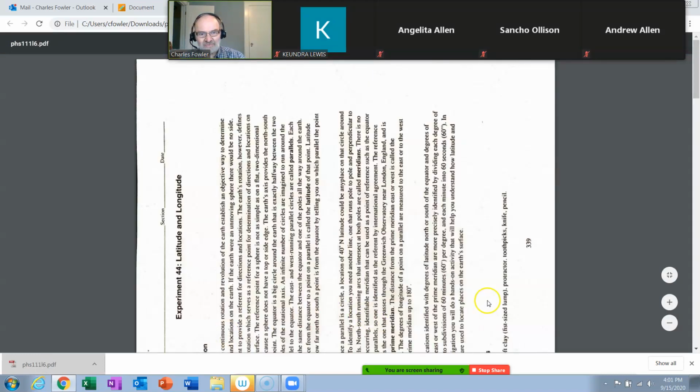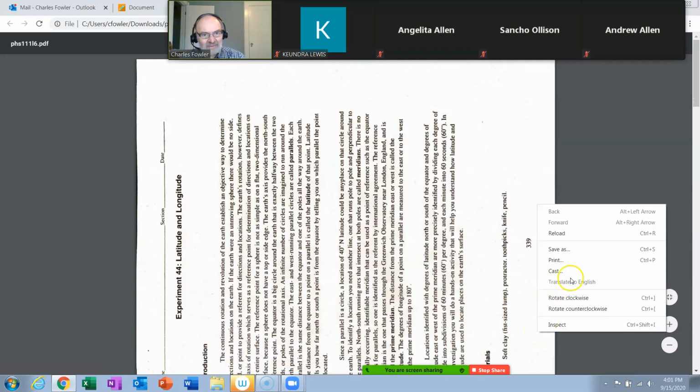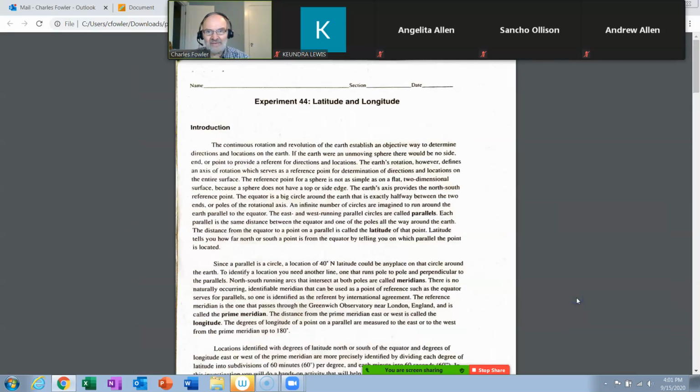And it's sideways. And if I remember correctly, you say right key, and then rotate clockwise. There it is. Latitude and longitude. Okay. Well worth a read here.